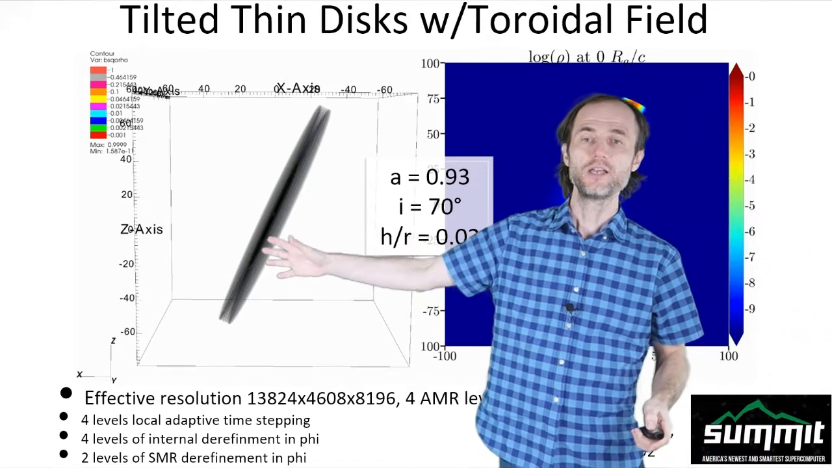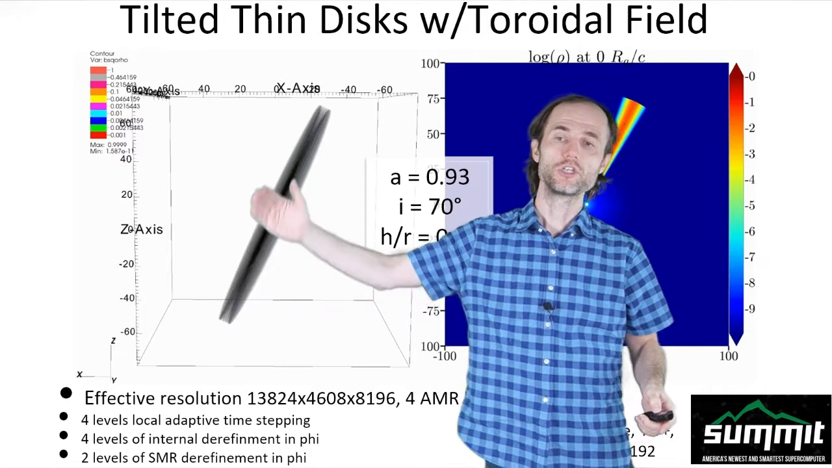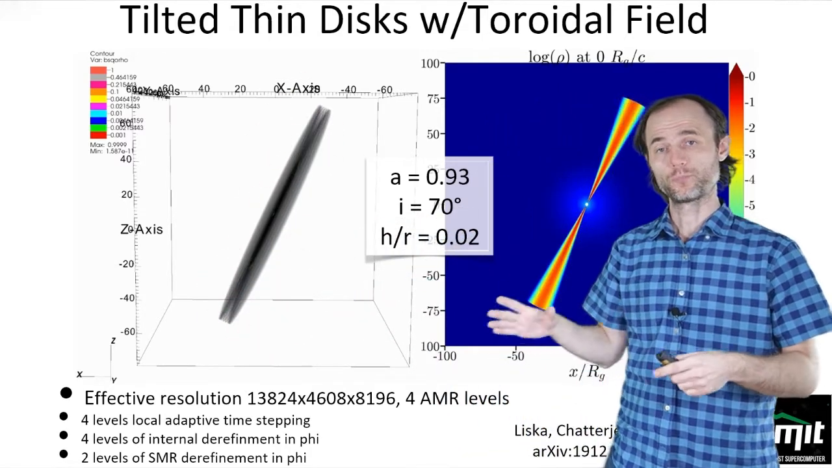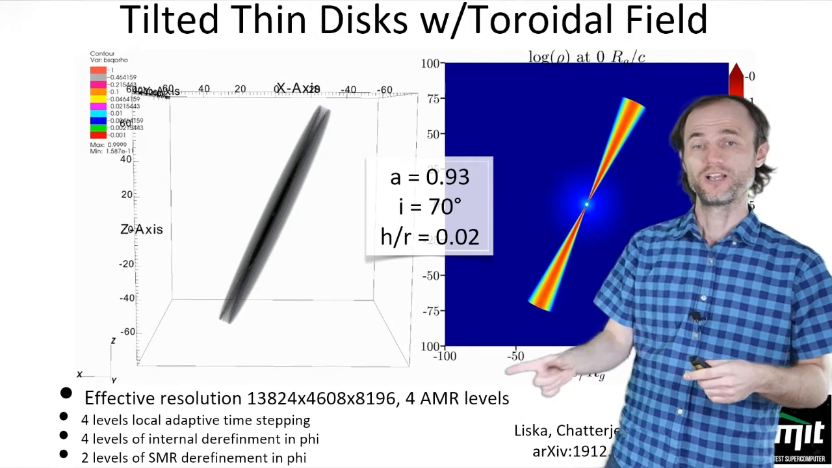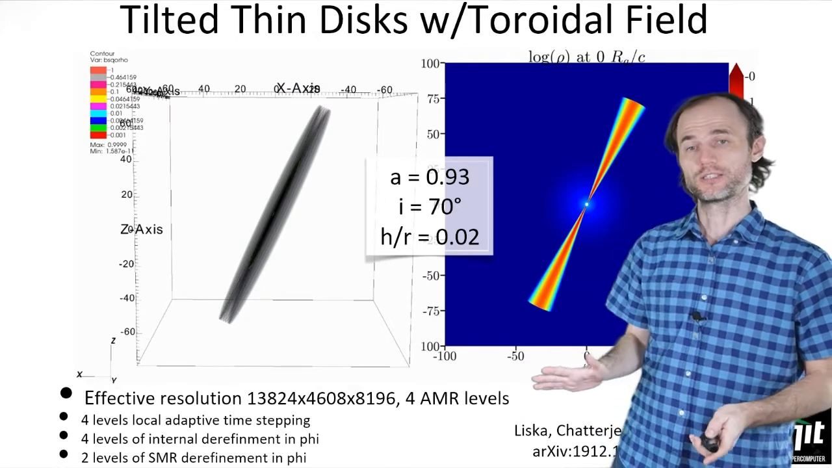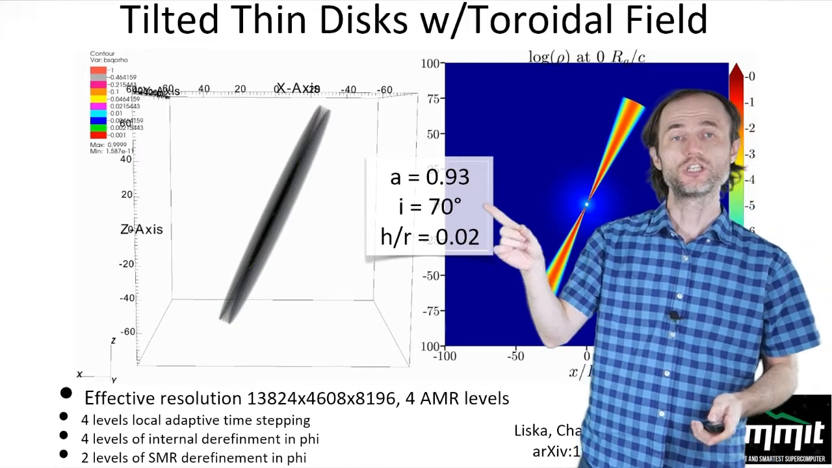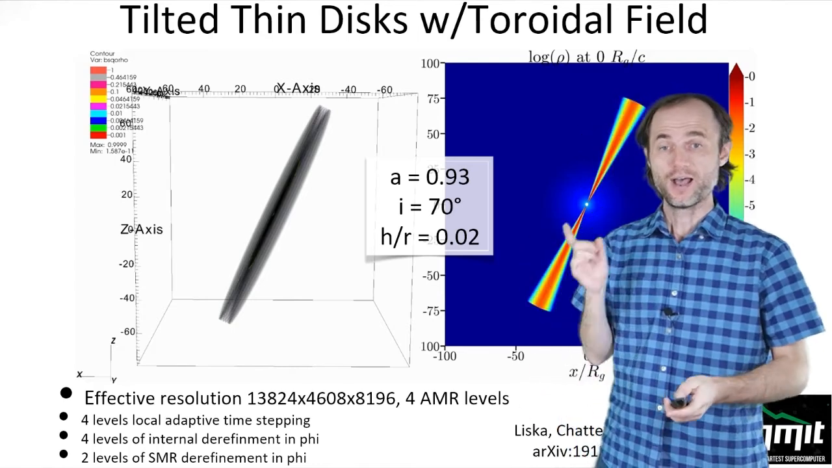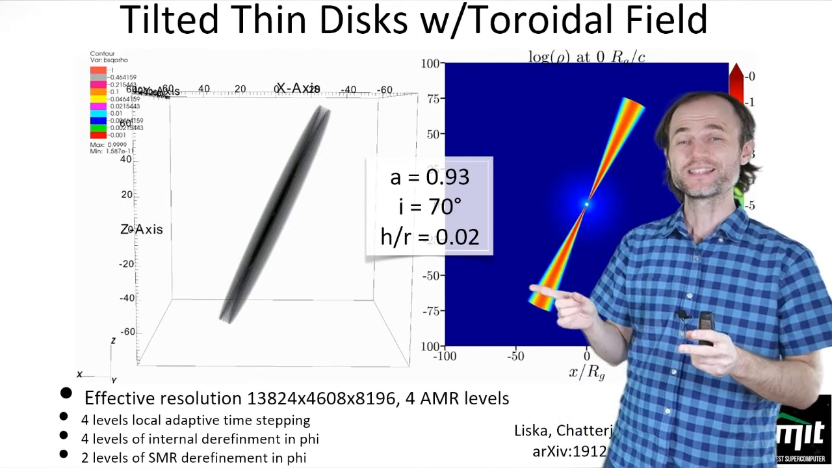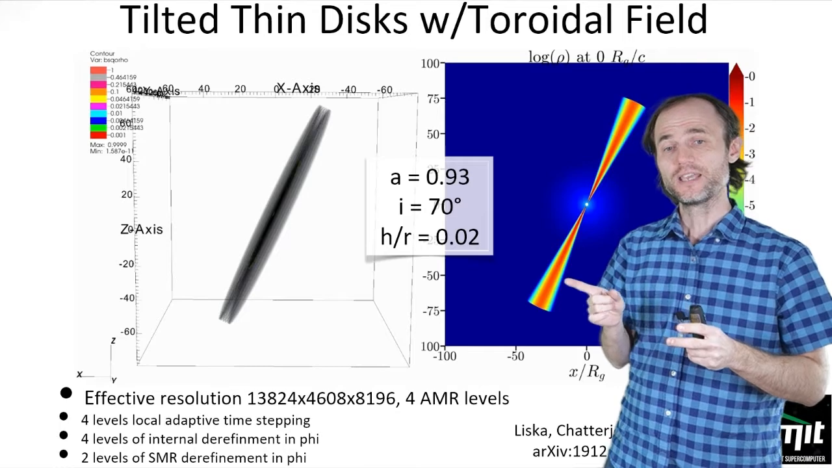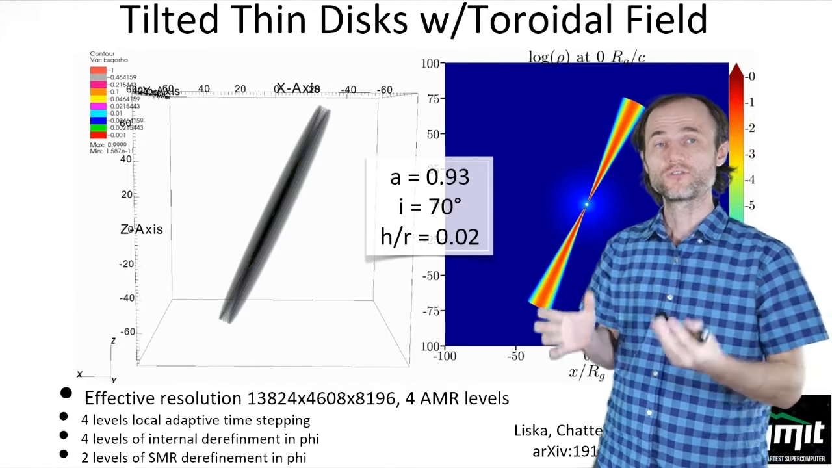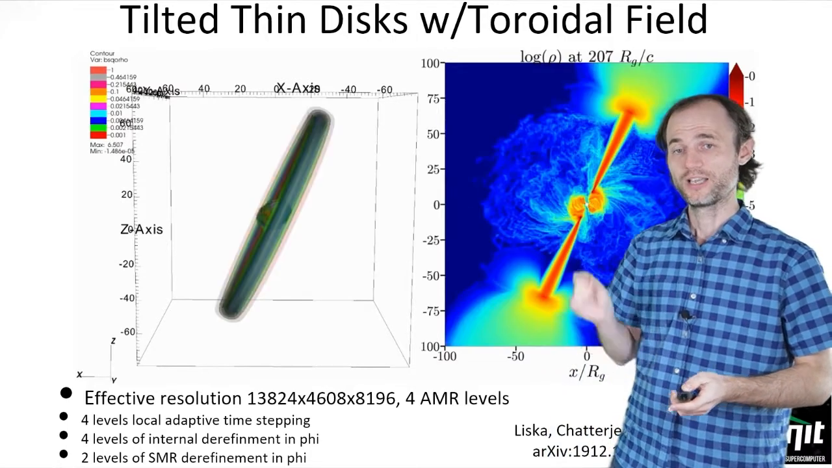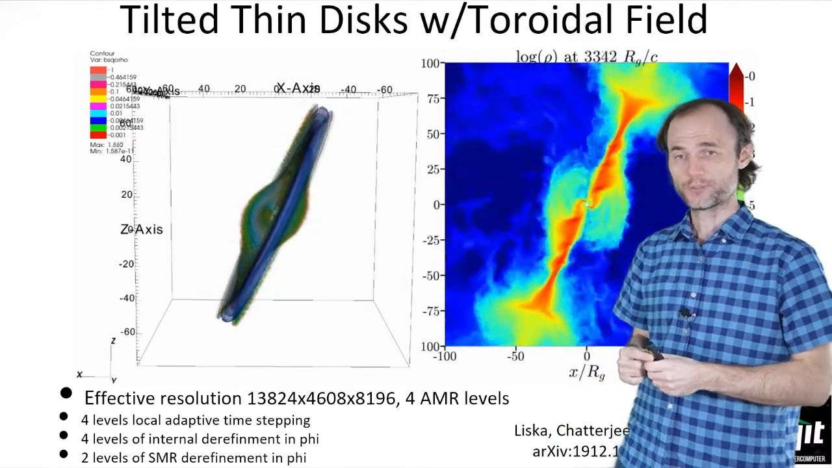The left side here is showing a 3D view of the accretion disk, which starts out as a flat pancake, and then over time it will be warped by the forces of the frame dragging of the black hole. The right panel shows the vertical slice. The disk is tilted initially by 70 degrees, and it's the thinnest disk simulated ever. What's really crucial here is that the magnetic field is purely azimuthal. This is the first simulation of a tilted thin disk with a purely azimuthal magnetic field. So let's run the simulation and see what happens.